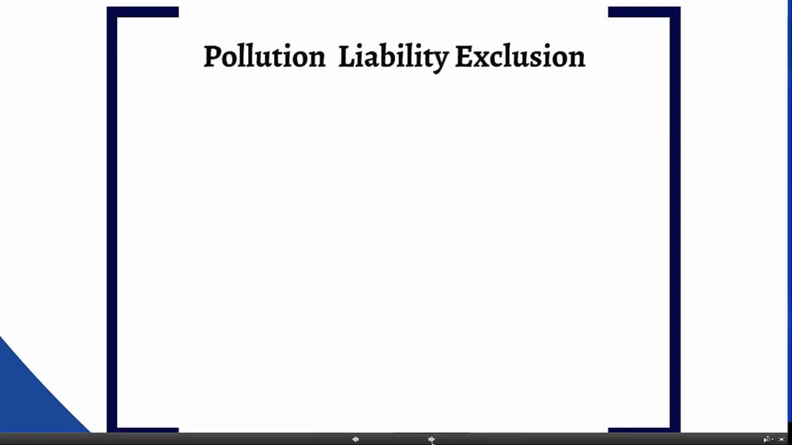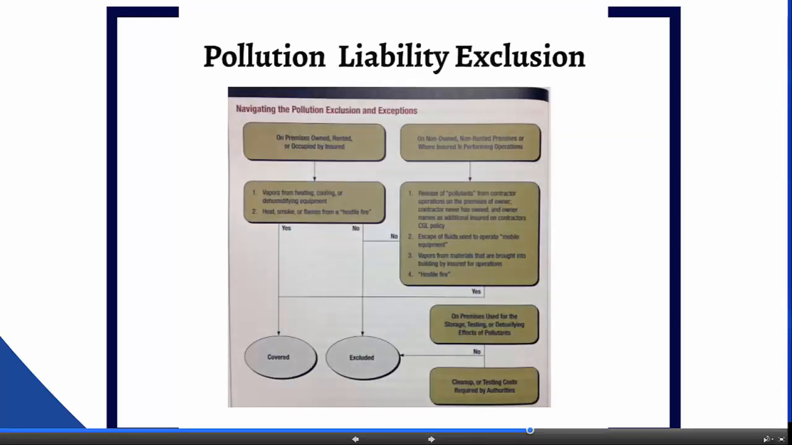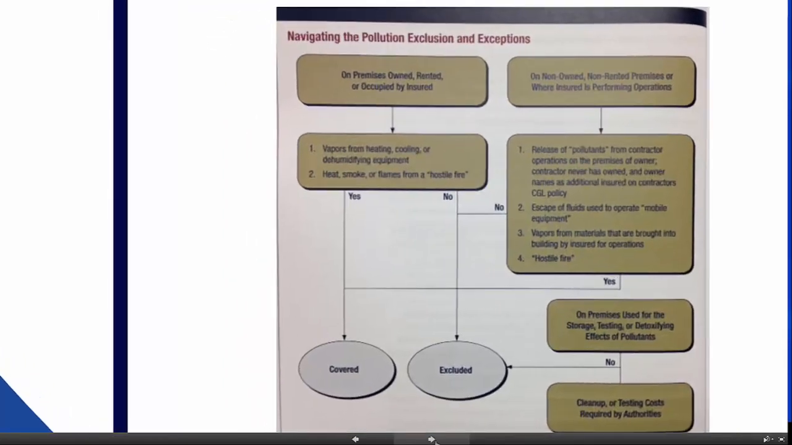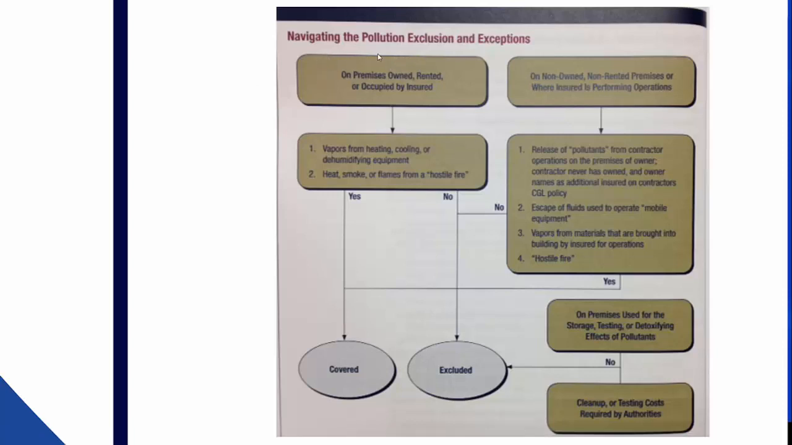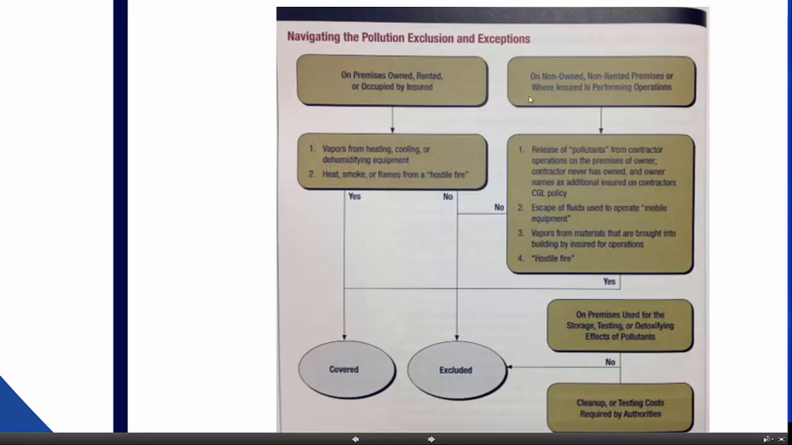Now let's look at the pollution liability exclusion. I took this diagram from the CPCU text, assignment 2, and it just shows how you would navigate the pollution exclusion and its exceptions. So it's split into 3 different types of insureds and exposures. First, on premises, owned, rented, or occupied. Then on non-owned, non-rented premises, or where an insured is performing operations. And then on premises that are used for the storage, testing, or detoxifying effects of pollutants.